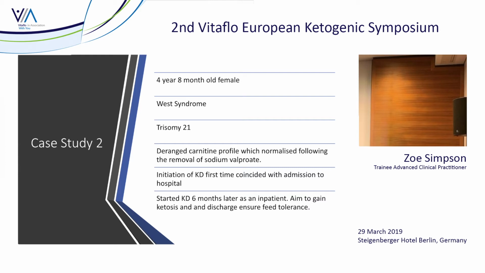So at the age of 4 years and 8 months, the ketogenic diet was reinitiated, and it was agreed to do this as an inpatient due to the issues with tolerance of feed in the past. We initiated her on a modular MCT-based ketogenic feed to mimic Pepti Junior where possible.